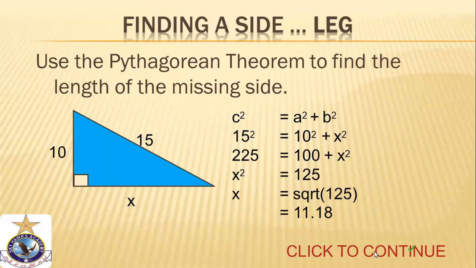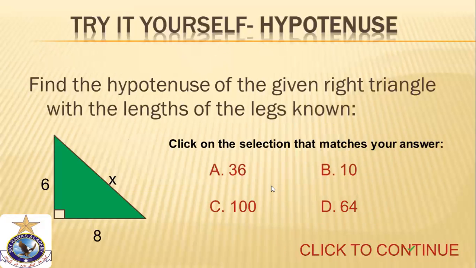Once again, this time you are looking for the leg. So this theorem as it is, we will have to shift. We are looking for X, so this will come over here and this will be negative, and we will have to subtract 100 from 225. So we will get the answer. Anyhow, try it yourself.